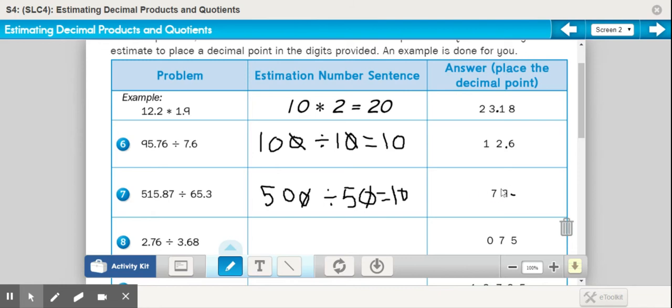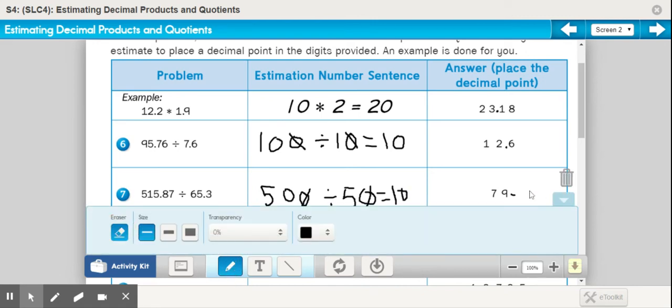But is 79 close to 10? No, it's not. So let's check that again. I don't think we put the decimal in the right spot.